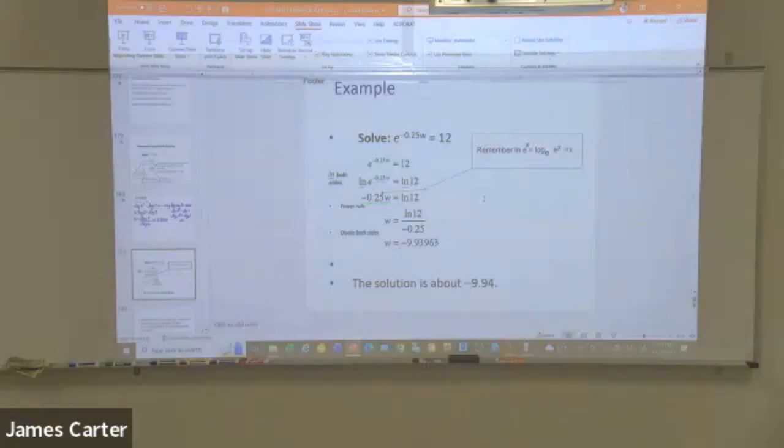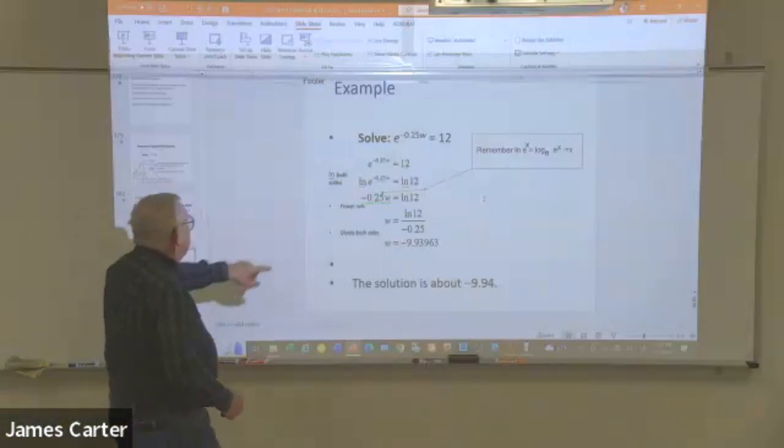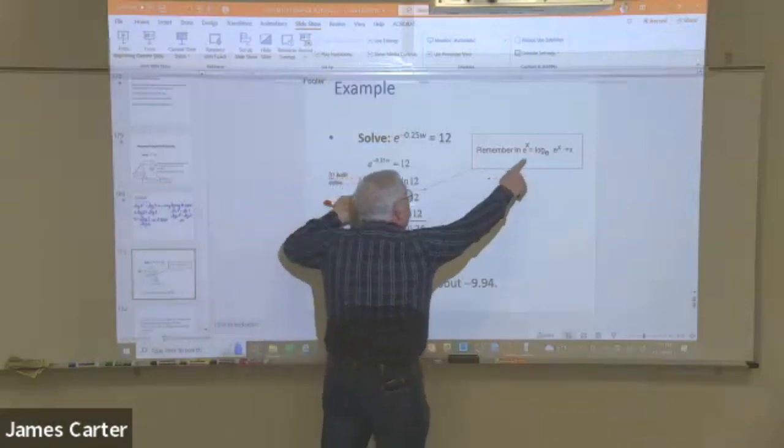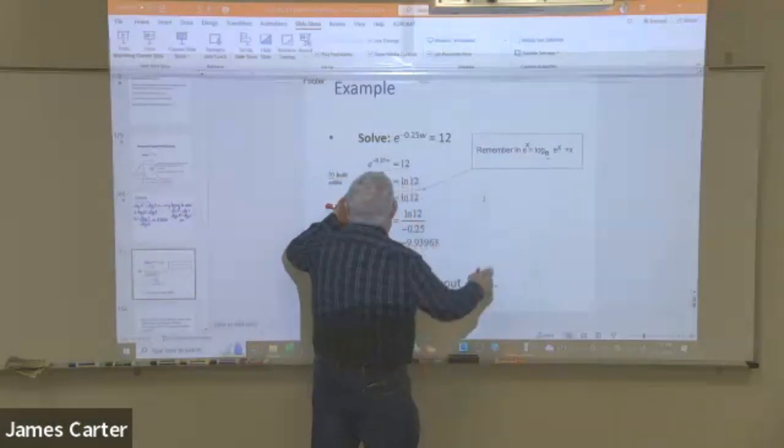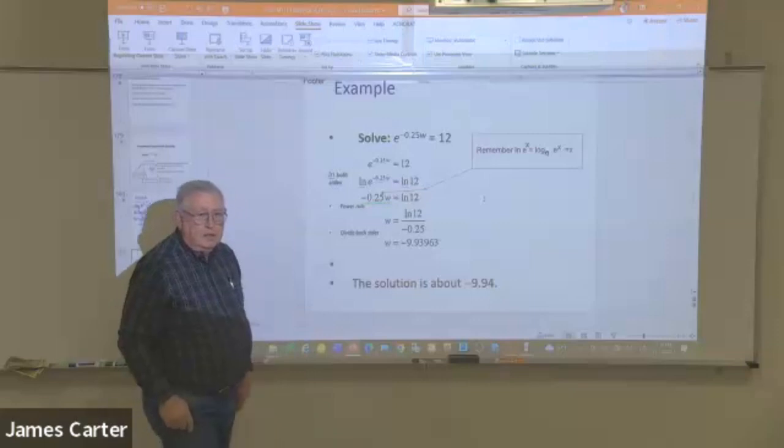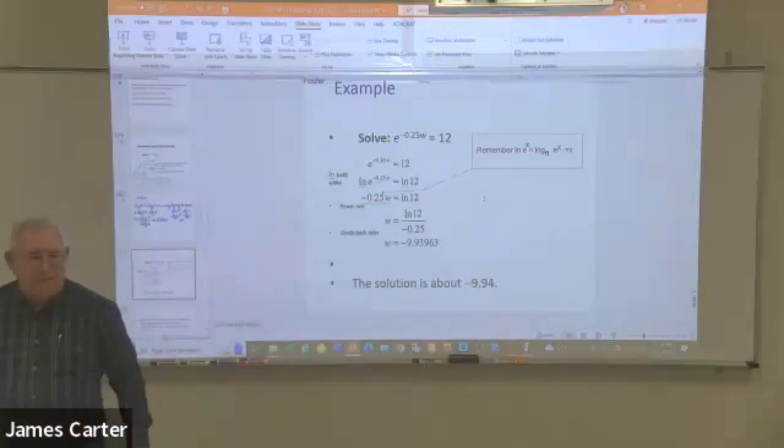Yes. What happened to the LN on the left side? Right here? Yeah, what happened to LN?